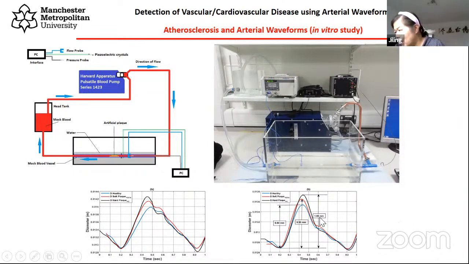Here is just one example, this is a forward waveform, diameter waveform. We also found that the components are proportionally related to the backward diameter and backward velocities.